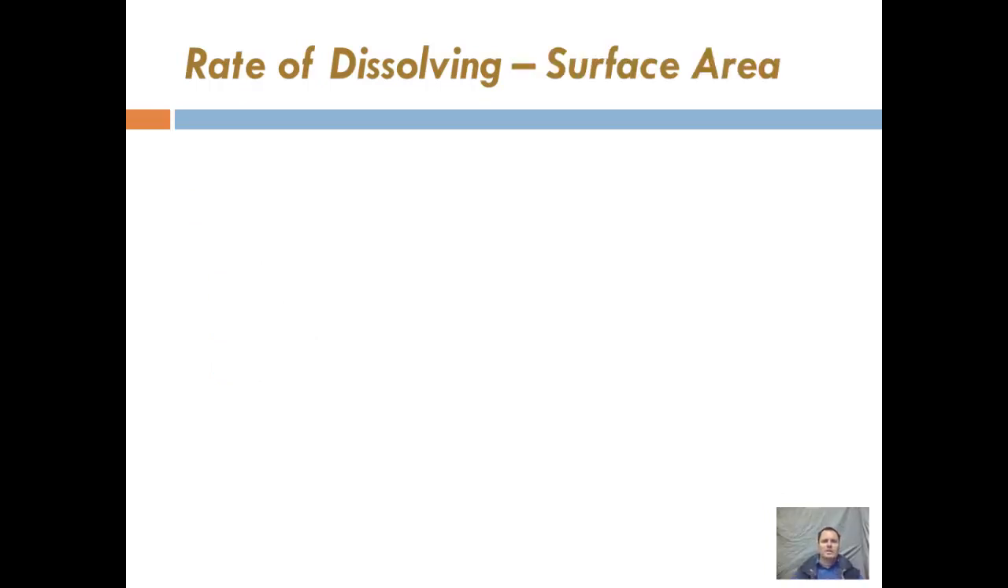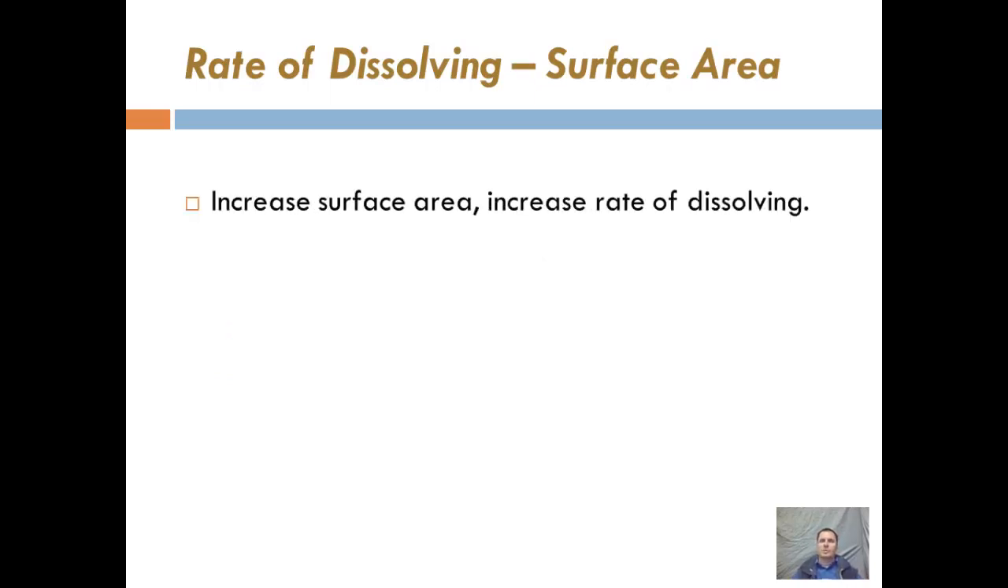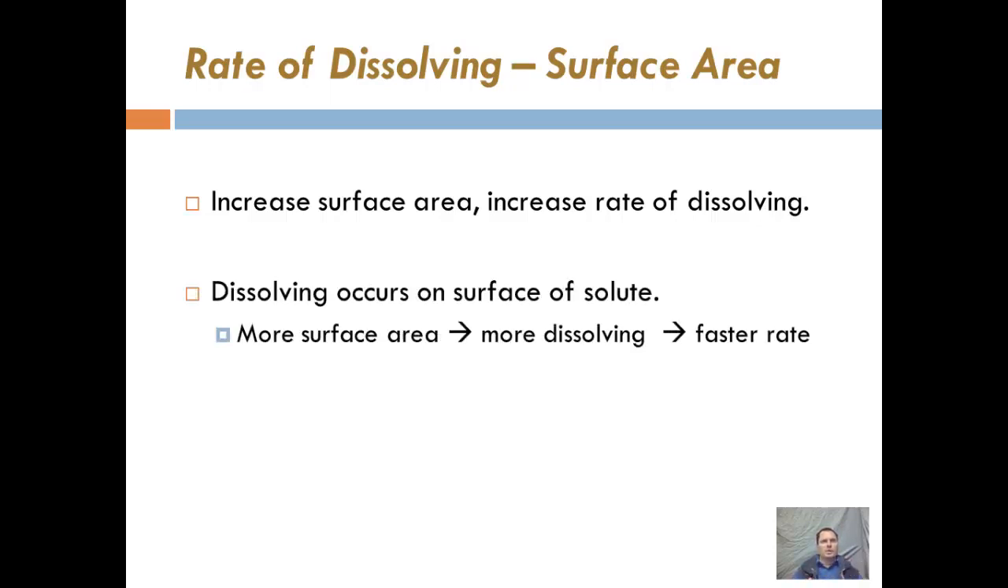All right, let's look at the first of the 3, and that's surface area. Surface area just refers to how much area is on the outside of the thing. If we increase the surface area, we're going to increase the rate of dissolving. Think about it. Where do things start dissolving? Do they start dissolving from the inside or the outside? Well, when we're talking about solutes, they dissolve from the outside. So if we increase the surface area, that's going to be more of an area for them to dissolve from. It dissolves at a faster rate.